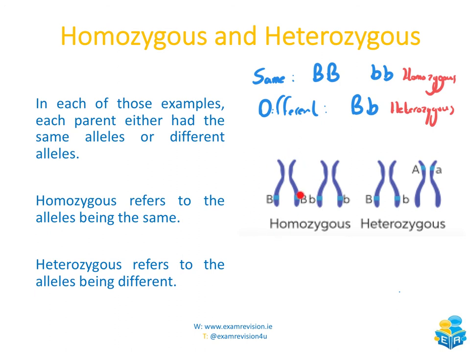So if we look at our chromosomes here, this is an example of a homozygous set of chromosomes because we have the same allele that's present. This also is homozygous because we have the same allele that's present. Over here, this is heterozygous because if we look at our pair of chromosomes, we have different alleles present in the same location. Okay, so we're going to keep that in mind now for the next couple of examples where the words homozygous and heterozygous could be used.